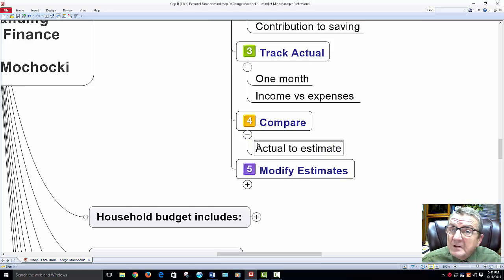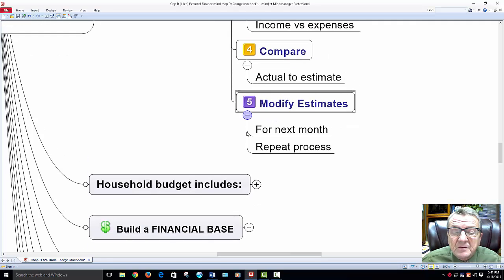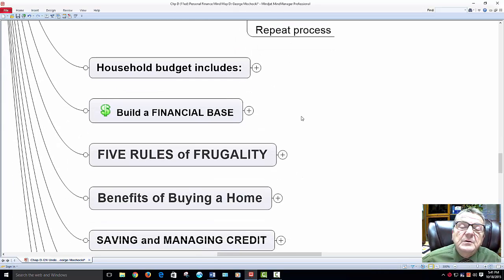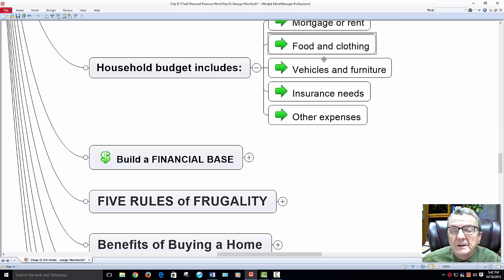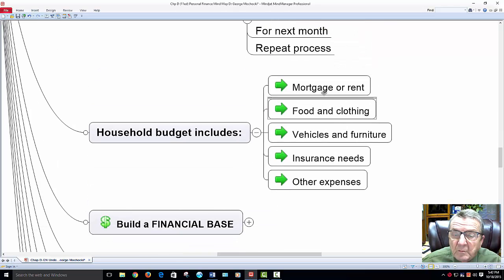Okay, now then you compare actual to the estimate, and then modify your monthly expense estimates for next month and repeat the process. No different than if you'll be doing a budget for your own department or for your organization. Now, household budgets include what? They include these. You're doing that right now: mortgage or rent, and it's the same thing for a business. Either I'm paying for my property or I'm leasing it.